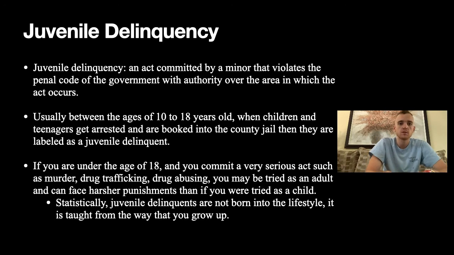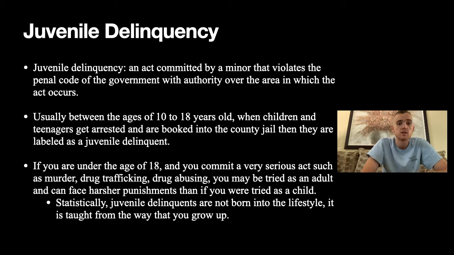So for our first topic today, we're going to be defining and explaining juvenile delinquency. Juvenile delinquency is defined as an act committed by a minor that violates the penal code of the government with authority over the area in which the act occurs. This is usually a younger child between the ages of 10 and 18 years old. Once they're arrested and booked into the county jail, then they're labeled as a juvenile delinquent.